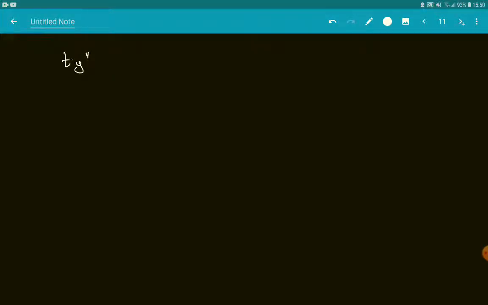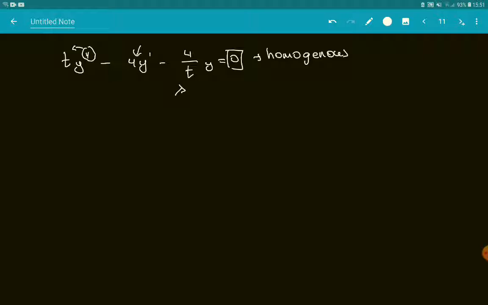It has t multiplied by y double prime negative 4y prime negative 4 over t y is equal to 0. So let's check if it is a Cauchy Euler equation. First of all, it is equal to 0, which means that it is homogeneous, but I can see that it is y double prime, but the one in front is not t squared but t, and here is not t, and it is divided by t. What can we do?